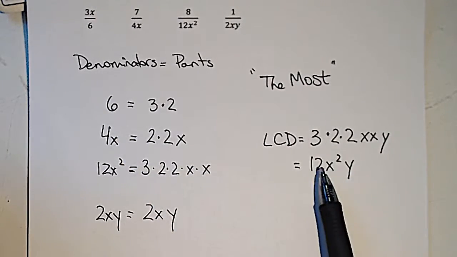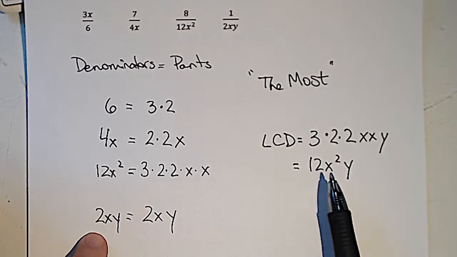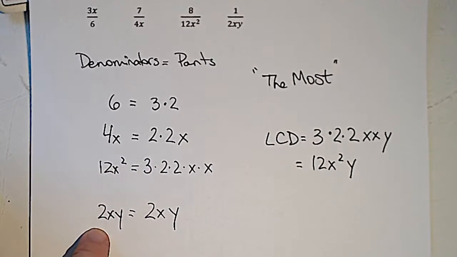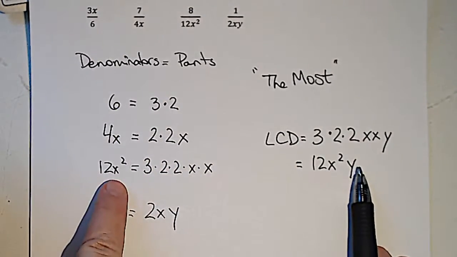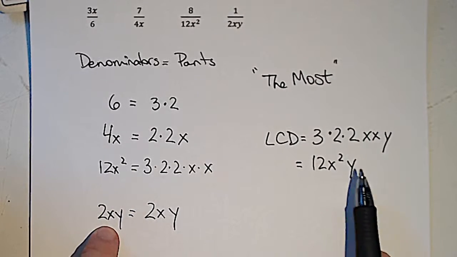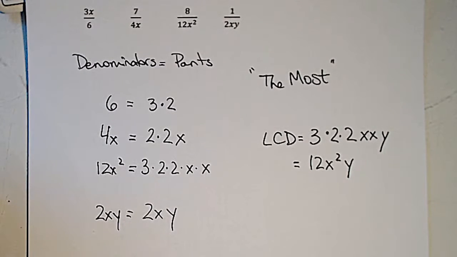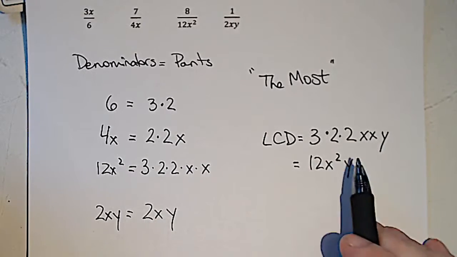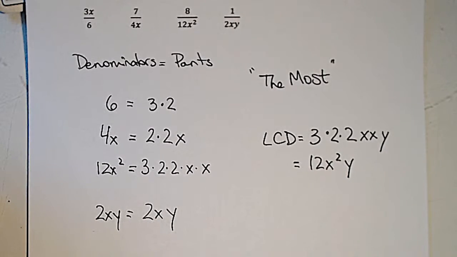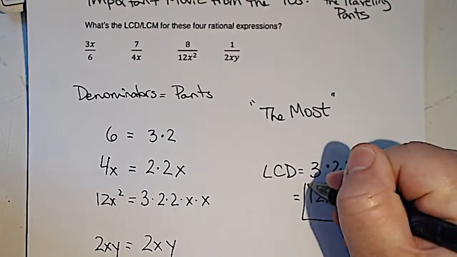Does 6 go into 12? Yes. Does 4 go into 12? Yes. Does 12 go into 12? Yes. Does 2 go into 12? Hot diggity dog. Does x go into x squared y? Yes. X squared? Yep. XY? Yep. We have managed to come up with something that's way smaller than 576 times x to the 4th y. This is going to be much easier to look at, and we will have less to clean up at the end. Okay, so there we go. That's the LCD or the LCM for these.